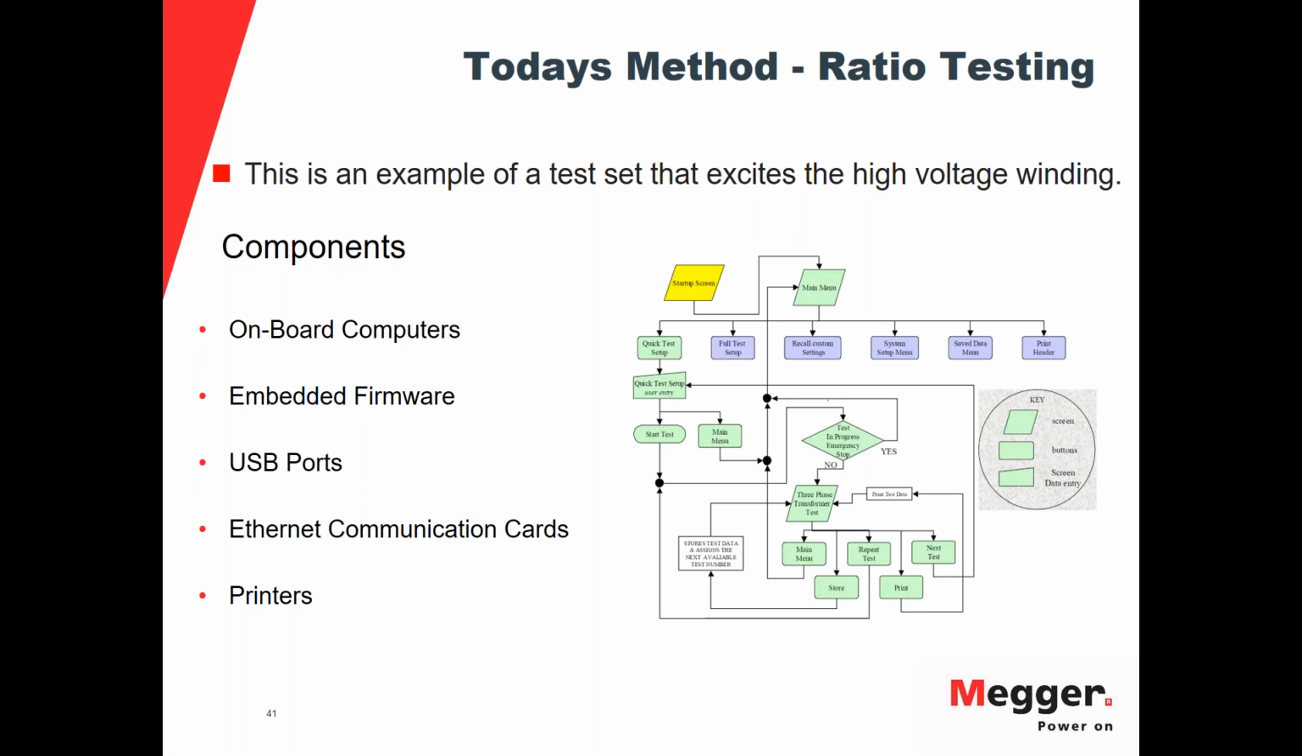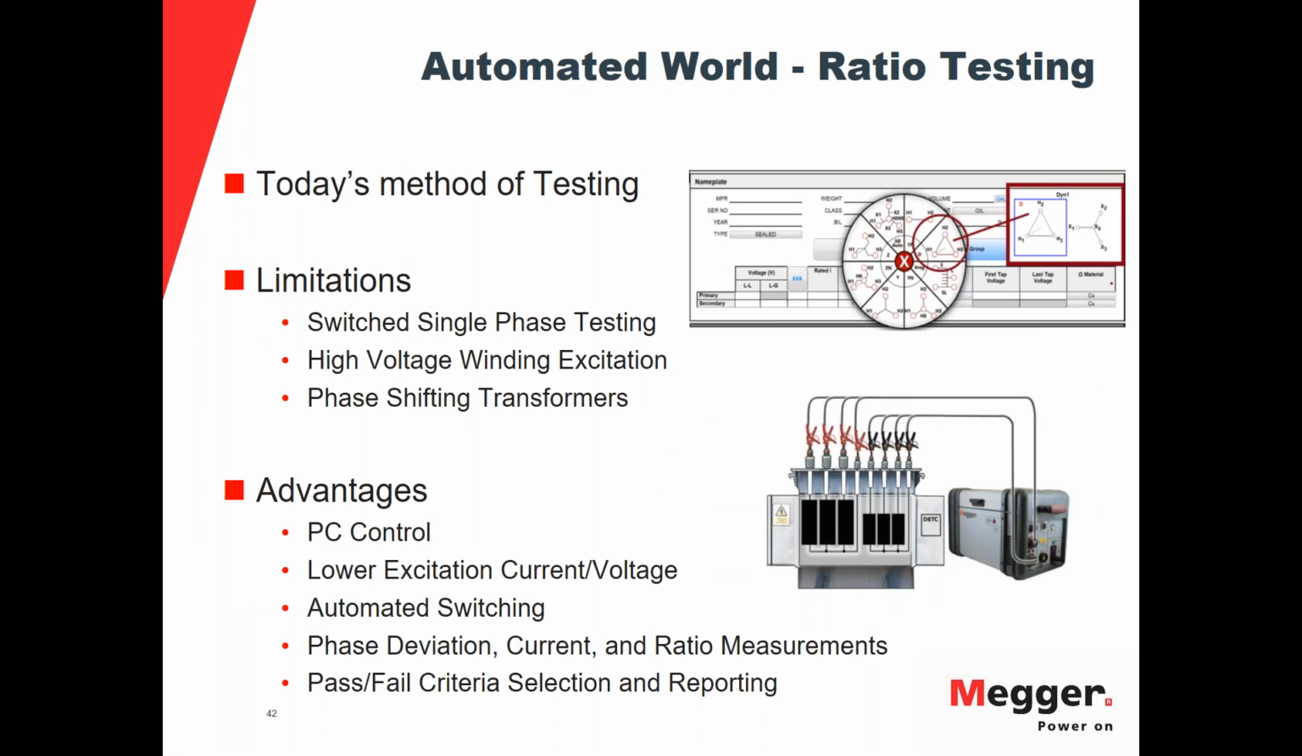Again, we're still talking about doing the exciting on the high voltage side and measuring on the low voltage side. We still have the three-phase connections that we did in the 90s, but now we are able to do switching single-phase testing. So we're actually able to do an automated version of that. So everything becomes automated. We have test forms that do the automation for us. We have switching of the phases. We're able to test more applications easier without having to do shorts across windings and things like that. You can do phase shifting transformers, high voltage winding excitation.